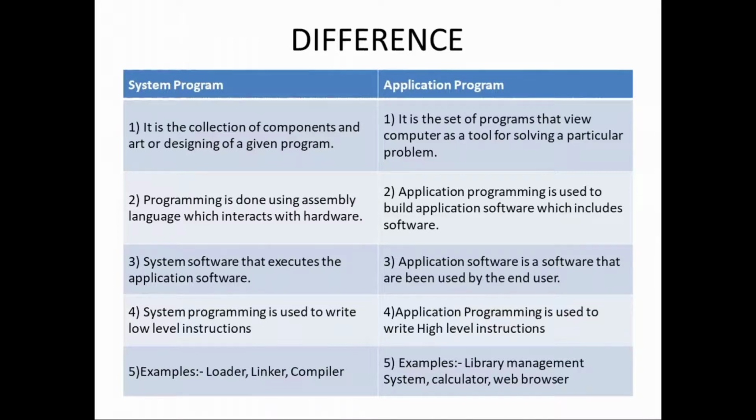What we are saying here is that application programs allow you to view your computer and say, oh, this is my computer, I can use it to solve a particular problem. A system program is a collection of components that allows for the design of a particular program. So that means your system program allows you to develop an application program to solve a particular problem.